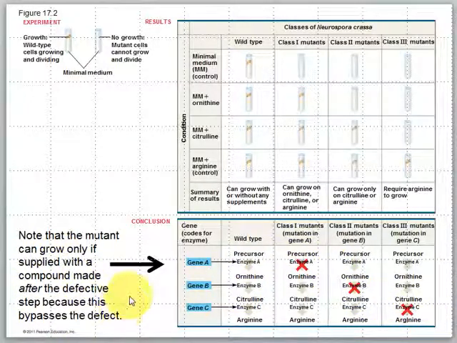So notice that the mutants can only grow if supplied with a compound made after the defective step, because this allows it to bypass that defect and keep on going.